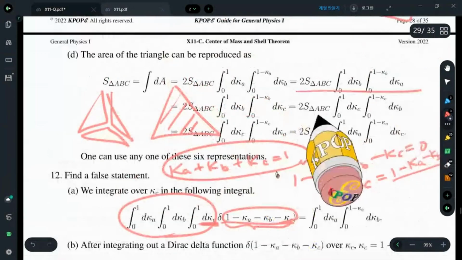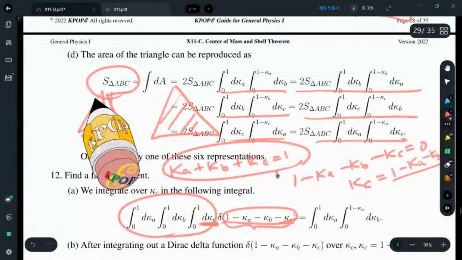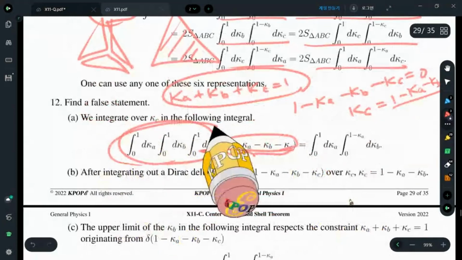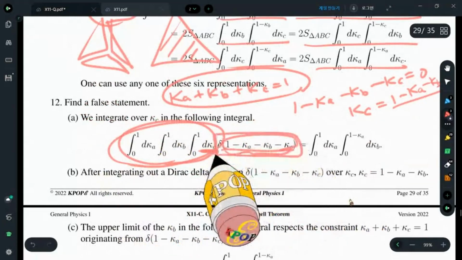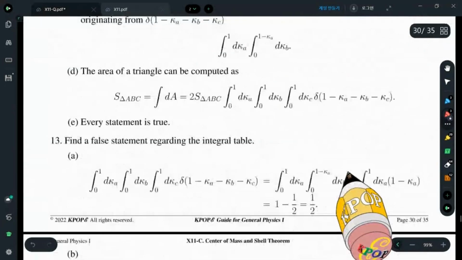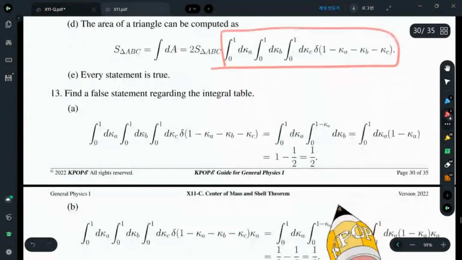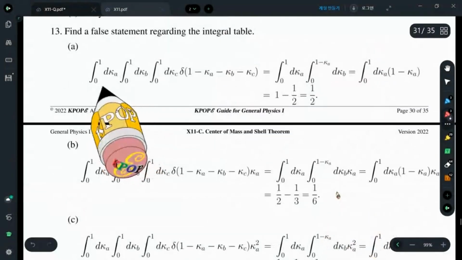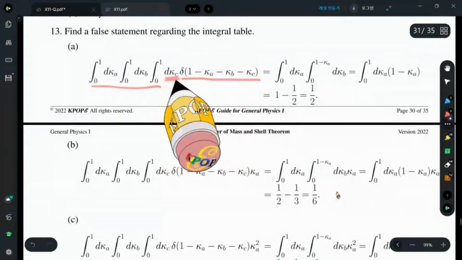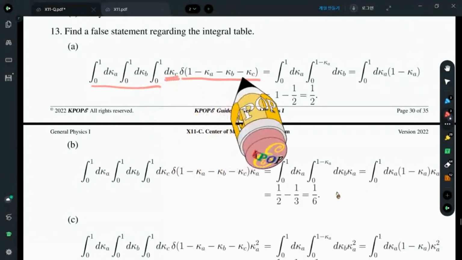Anyway, these various kinds of parameterization to find the area are actually the same as expressing it as a three-dimensional integral multiplied by the Dirac delta function. Why don't we evaluate this integral? What I have to do for the three-dimensional integral is this.